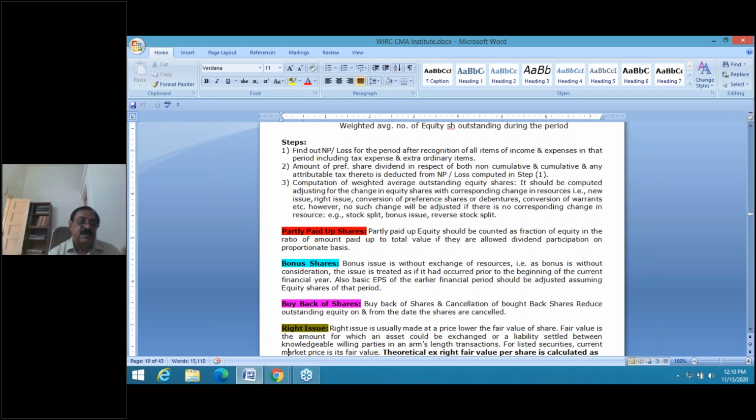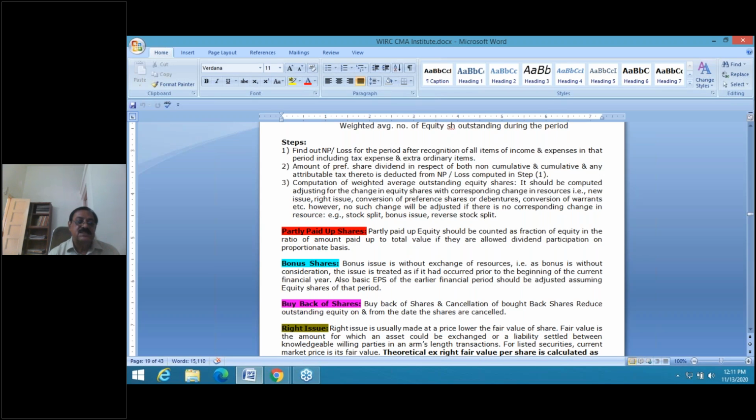For the denominator, item number 3, computation of weighted average outstanding equity shares. It should be computed adjusting for the change in equity shares with a corresponding change in resources. That is, new issue, money comes. Rights issue, money comes. Conversion of preference shares or debentures, meaning equity shares come. Your denominator and numerator change in that case also. Conversion of warrants, etc. No such change will be adjusted if there is no corresponding change in resources, like stock split, bonus issue, reverse stock split.